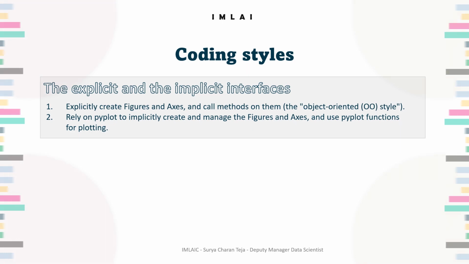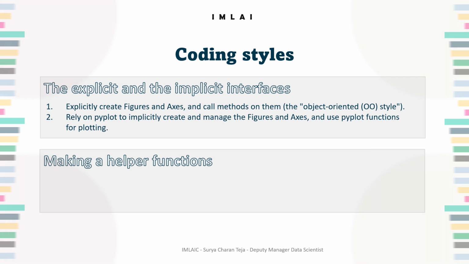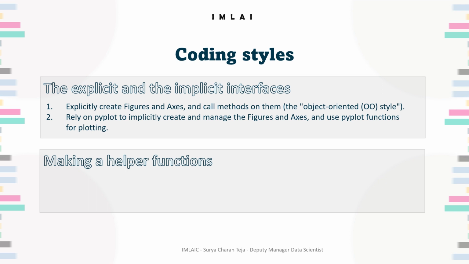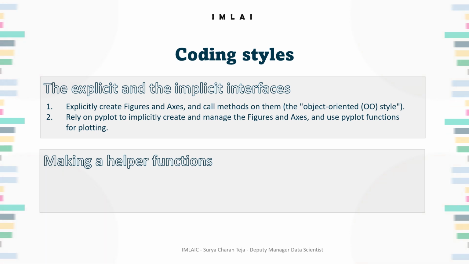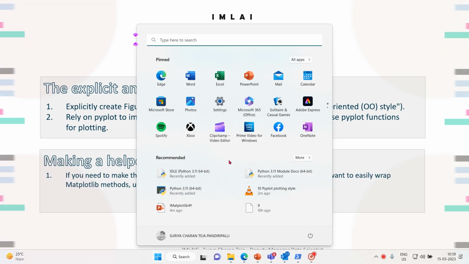Now let's look into making a helper function. So what is that? It makes our life simple. For example, if you need to make the same plots over and over again with different data sets, or want to easily wrap matplotlib methods, then we can create a function, and that function can be called whenever you want to plot a graph. Okay, let's take one example.